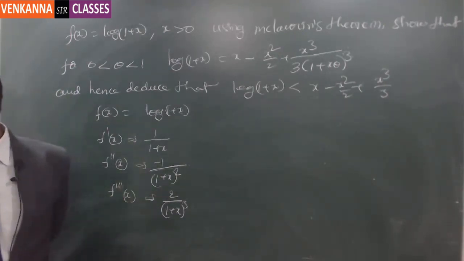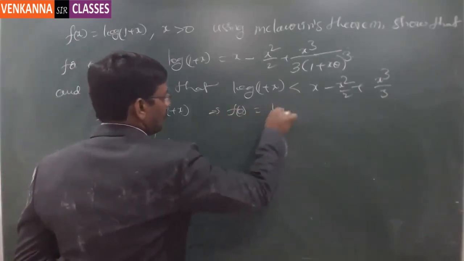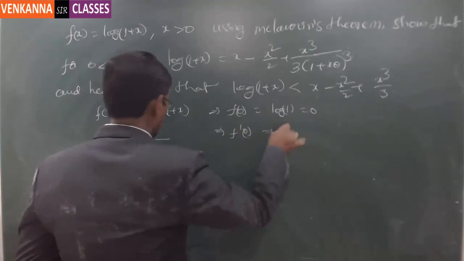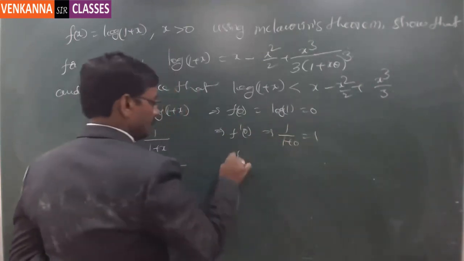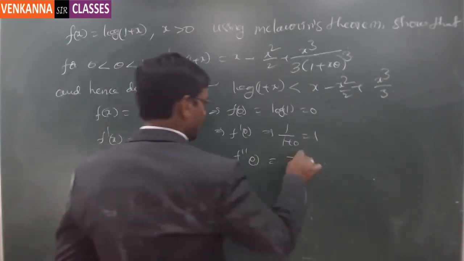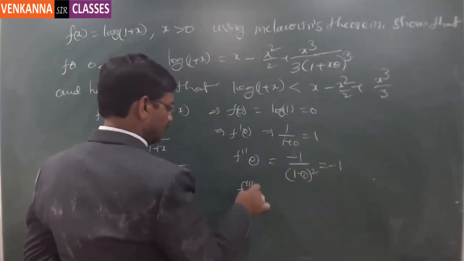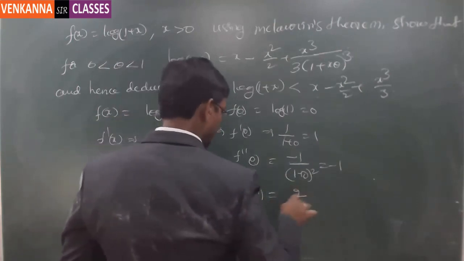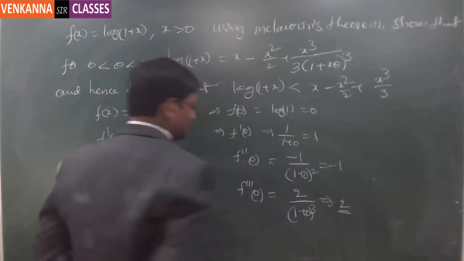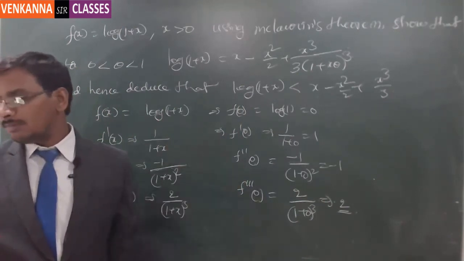So these are the derivatives correspondingly. Then it implies f of 0 is equal to log 1 is equal to 0, and f dash of 0 is equal to 1 by 1 plus 0 is 1, and f double dash of 0 is minus 1 by 1 plus 0 whole square, this is minus 1, and f triple dash of 0 is 2 by 1 plus 0 whole cube, this is plus 2. So these are the coefficients of the Maclaurin series.